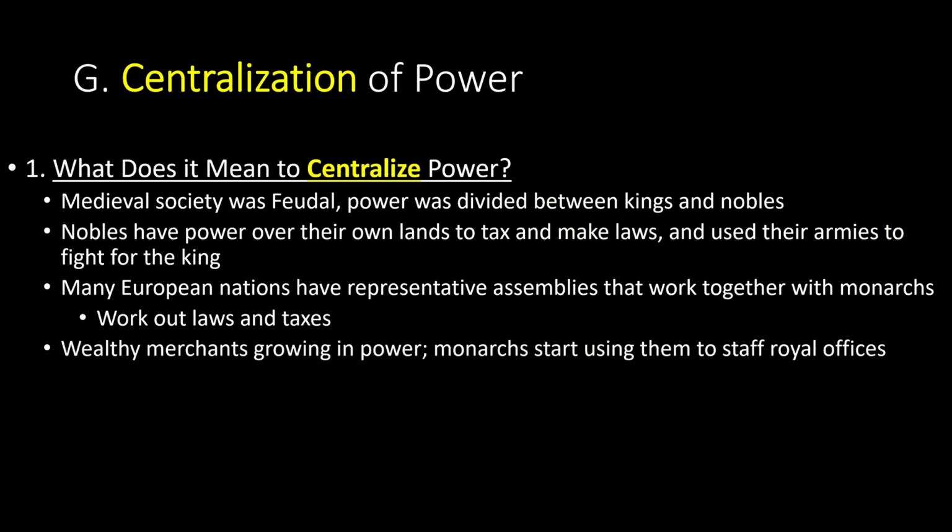All right. Now, what do they do in these representative assemblies? Like I said, they work out laws and they work out taxes together with the king. Here's the deal, though. If you remember, during the Renaissance, wealthy merchants are growing in power. Monarchs are going to start using wealthy merchants instead of nobles to staff their royal offices. Usually the king and his court were made up of the king and nobles. But wealthy merchants, bankers, business people that know how to run a business and therefore probably know how to run a nation, are going to start being hired on by these kings for their knowledge, and they've got a lot of money that they can back the king with.